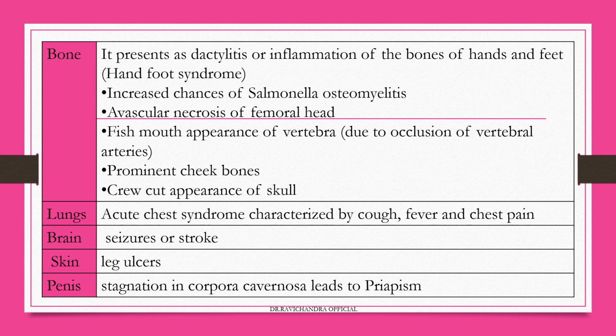Hand foot syndrome is because of hemolytic anemia because of sickle cell formation. Acute chest syndrome is characterized by cough, fever, and chest pain. There may be seizures or stroke because of this sickle cell anemia, and leg ulcers will be seen. Stagnation in the corpora cavernosa leads to priapism. So this is because of vaso-occlusion, because of the sickling.